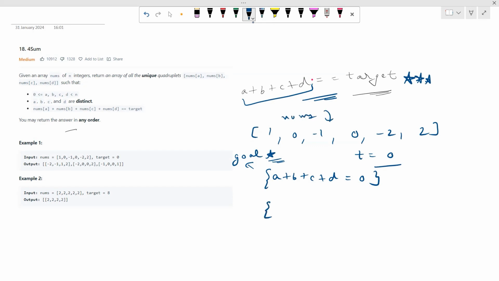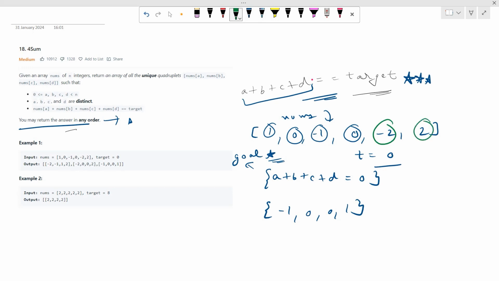From this, we can take the elements 1, -1, 0, and 0. This can be the initial quad, which is -1, 0, 0, and 1. And in the question, it is also mentioned you may return the answer in any order. So we don't need to consider the order, right? After this, the quad can be -2, 2, 0, 0, so the second quad would be -2, 0, 0, and 2, right?